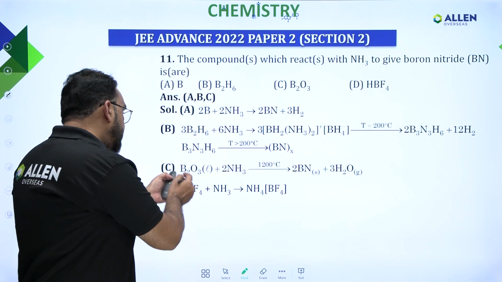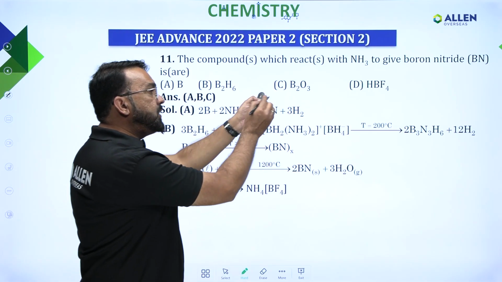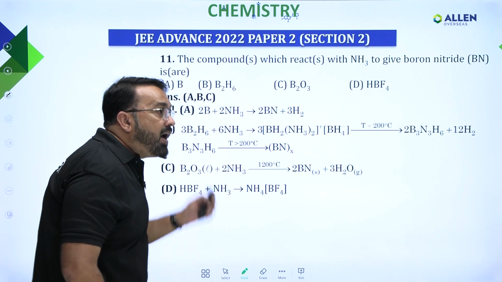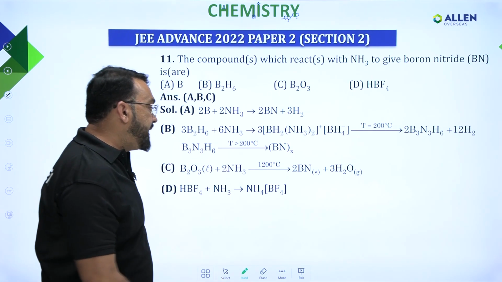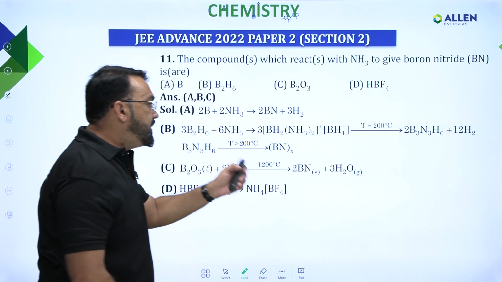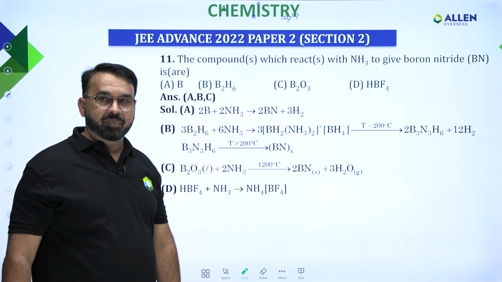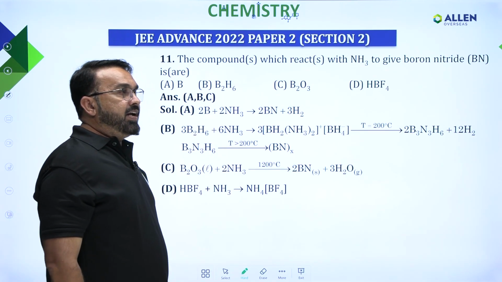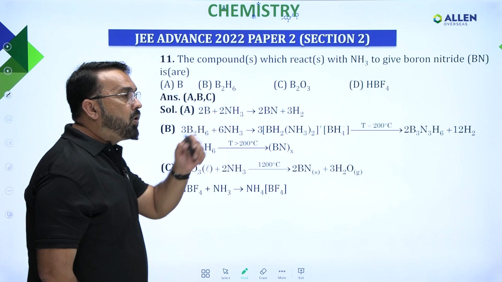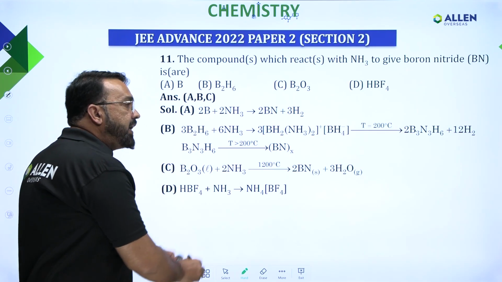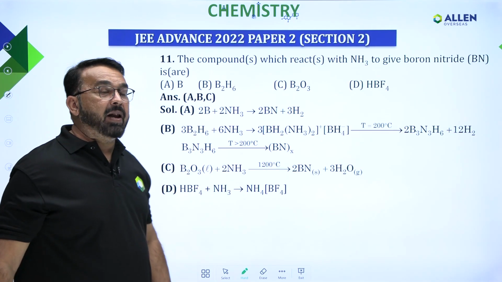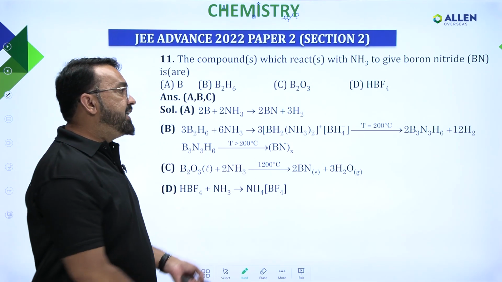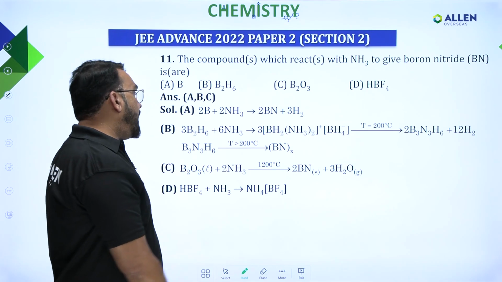Coming to option C, we are taking B2O3. When B2O3 in the liquid state is made to react with ammonia at 1200 degrees centigrade, we get the formation of boron nitride solid with 3 water in the gaseous state. Right, students? Therefore, we can say that option D does not form boron nitride, because HBF4 when it reacts with ammonia forms a complex. Because it forms the complex, boron nitride is not formed with option D.